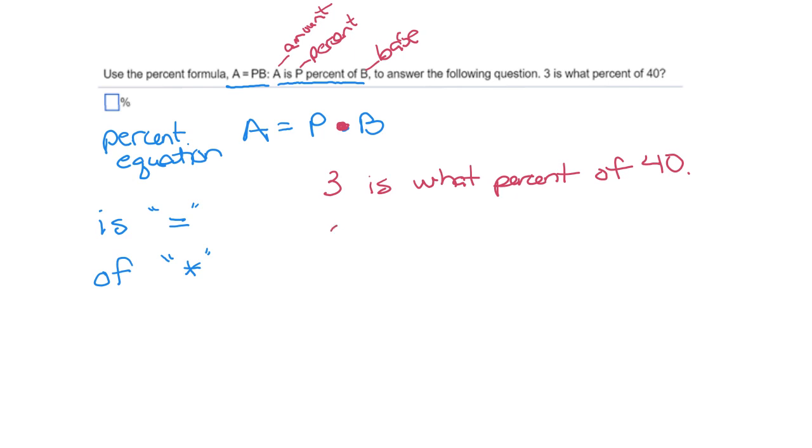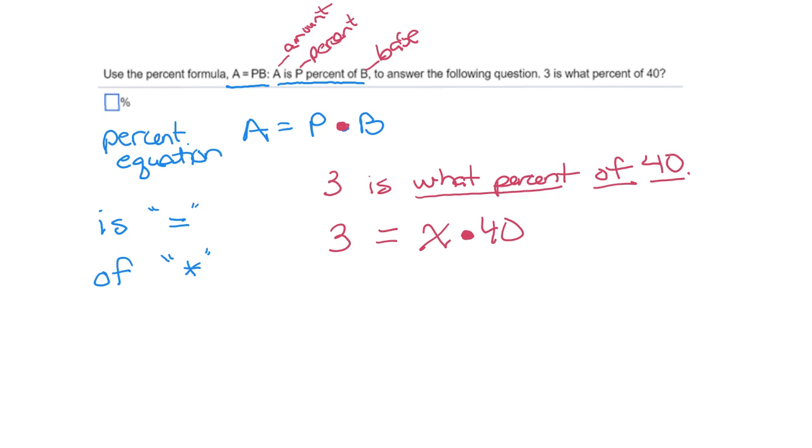So 3 is means equal. What percent is my unknown, so I'm going to call that X because I don't know what that is. The word of implies multiplication, so you can put a times symbol, a solid dot, or an asterisk, and following that is 40. So that is X times 40, or 40X, however you'd like to see that. The next thing we want to do is to solve for X. X is my percent.